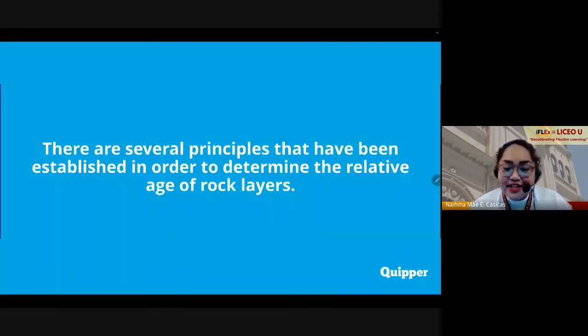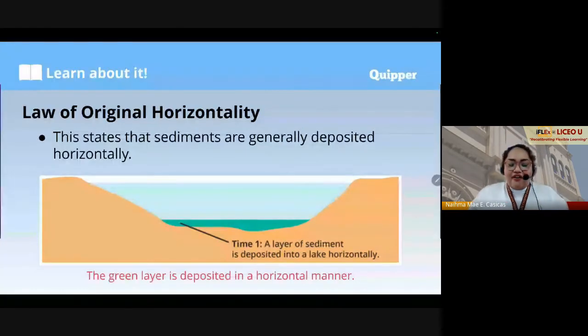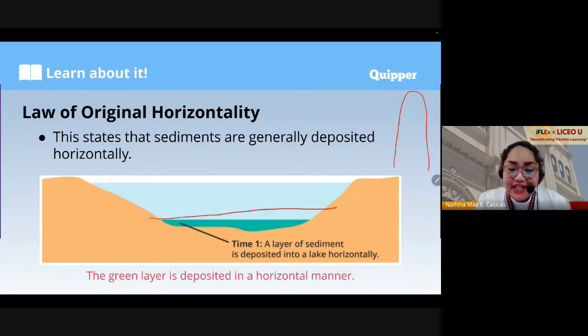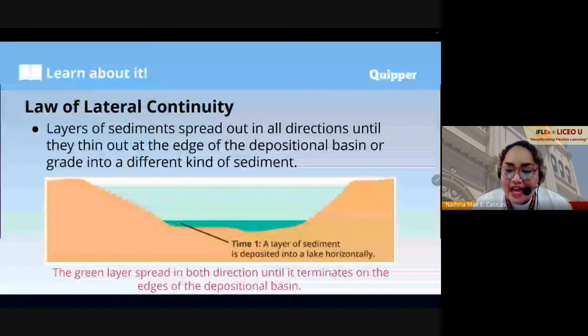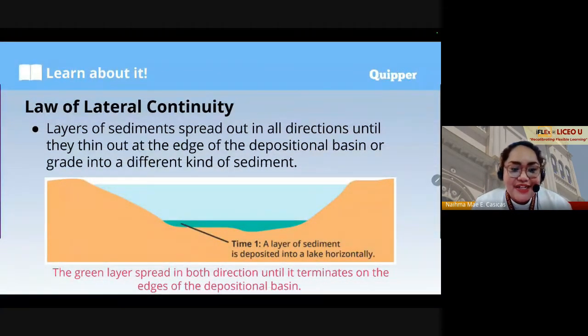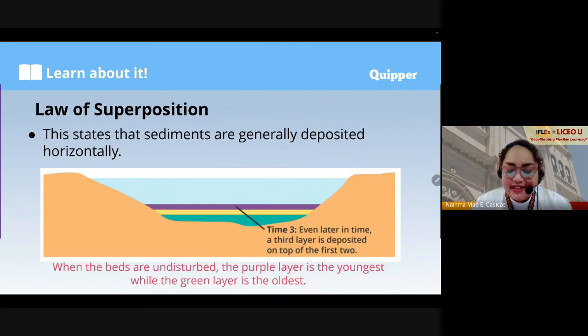Now we will look at the several principles that have been established to determine the relative age of rock layers. The first law is the law of original horizontality. This law states that sediments are generally deposited horizontally, not vertically. Vertically as in going upward, right? So it is laid flat. That's the first rule. The second is the law of lateral continuity. It says that layers of sediments spread out in all directions until they thin out at the edge of the depositional basin or grade into a different kind of sediment. It's like water: it will try to fill up this part first, and it will not accumulate elsewhere. So that is lateral continuity.